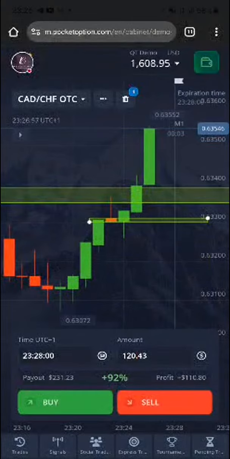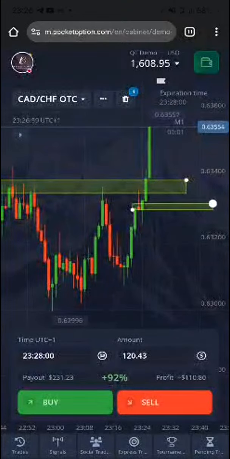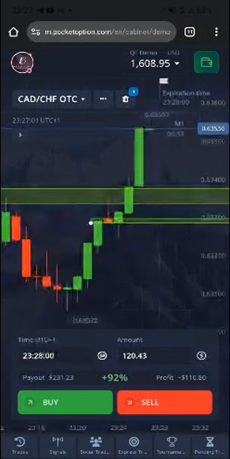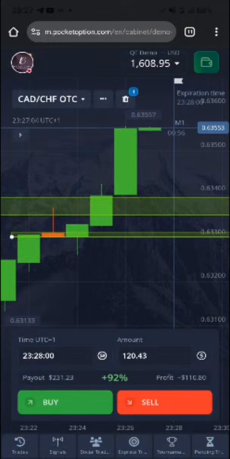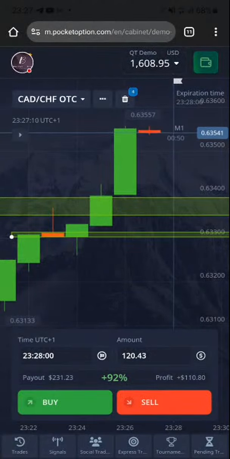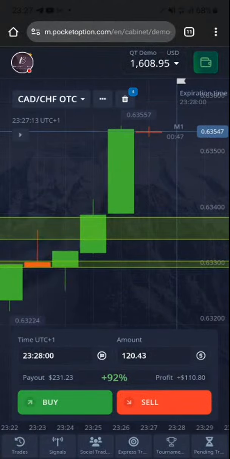This is a demand area. But look at this demand area. I will zoom in a little bit so that you can see now. Let me extend it. We have a round number here. This round number is 0.63300. Yes. This round number here. Look at it. It's on the side here.